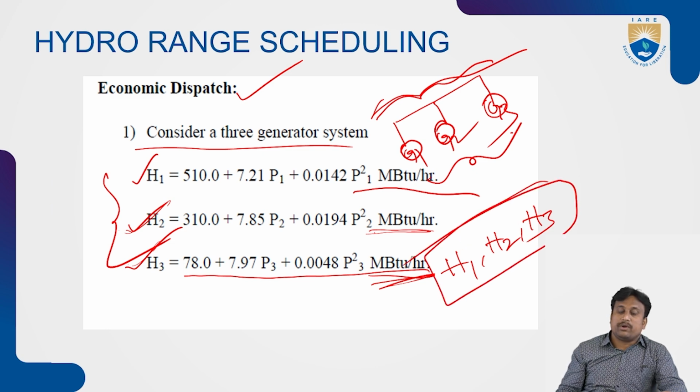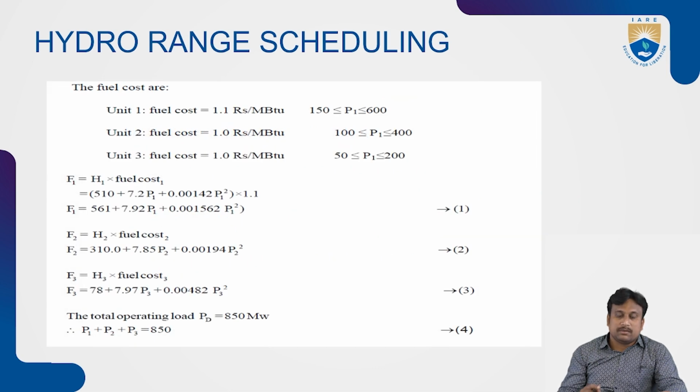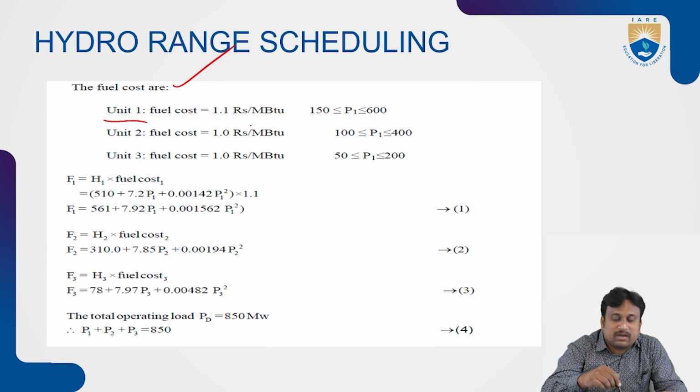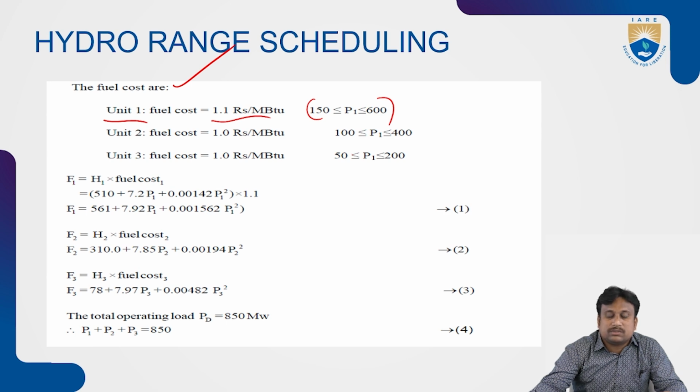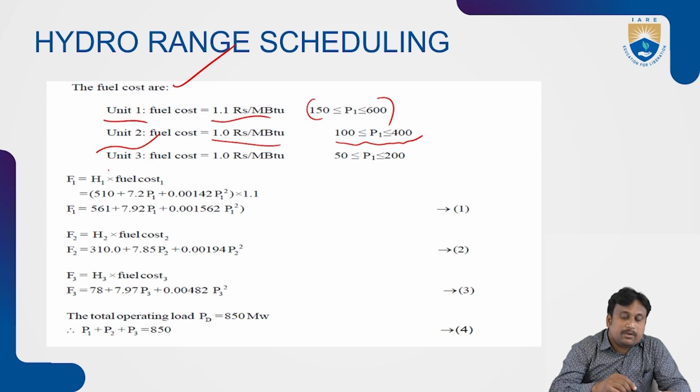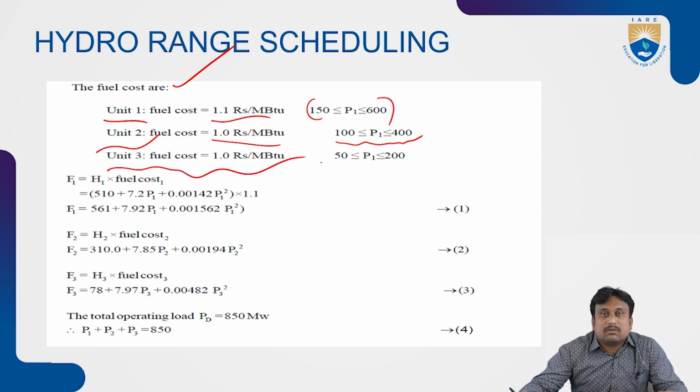With this, we are going to calculate the major economic dispatch problem in the power system network. Here fuel costs are mentioned. For unit 1, the fuel cost is 1.1 rupee per MBTU, which lies between 150 less than or equal to P1 less than or equal to 600. Similarly, for unit 2, the fuel cost is 1 rupee per MBTU, with 100 less than or equal to P2 less than or equal to 400. Unit 3 also has a fuel cost of 1 rupee per MBTU, with 50 less than or equal to P3 less than or equal to 200.